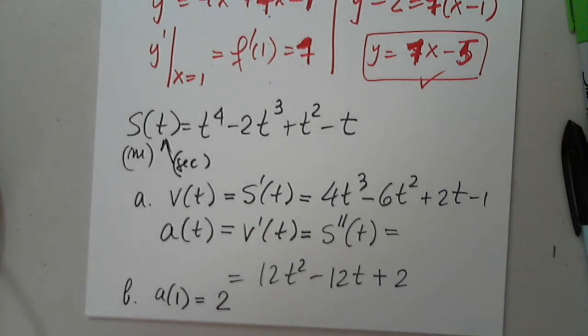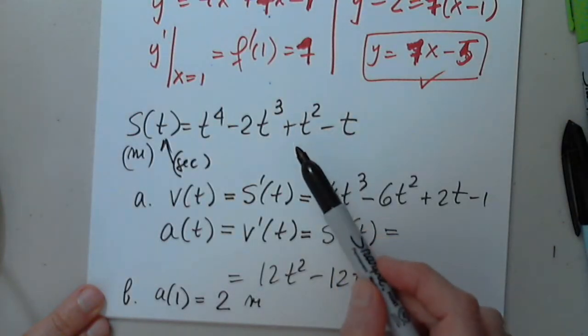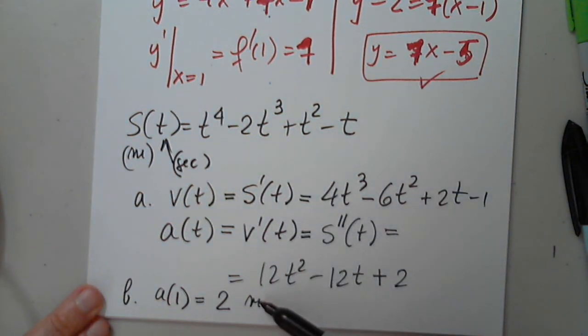Is it the rate of change of velocity with respect to time? Meters. Would it be meters per second? But that's the velocity. Distance with respect to time will be meters per second, but this is the rate of change of a velocity with respect to time.